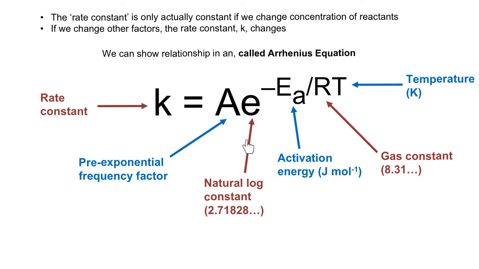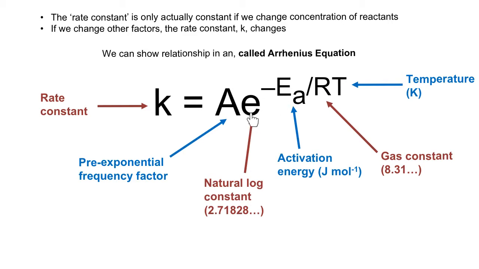This is the exponential factor. So this comes before that, and that's why it's called the pre-exponential factor. E, we'll look at what this is. This is a natural log constant. It's just a number. We'll look at what that number is. I don't think it's necessary. So all you need to know is it's just a number. We'll look at what that means in a minute.